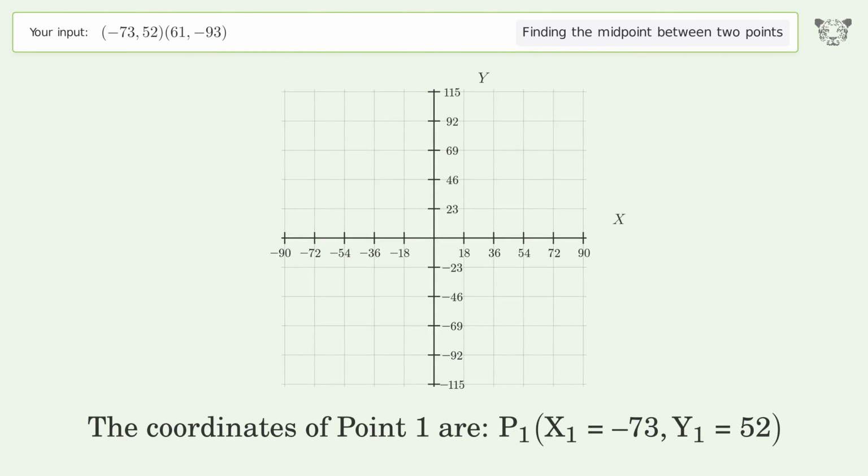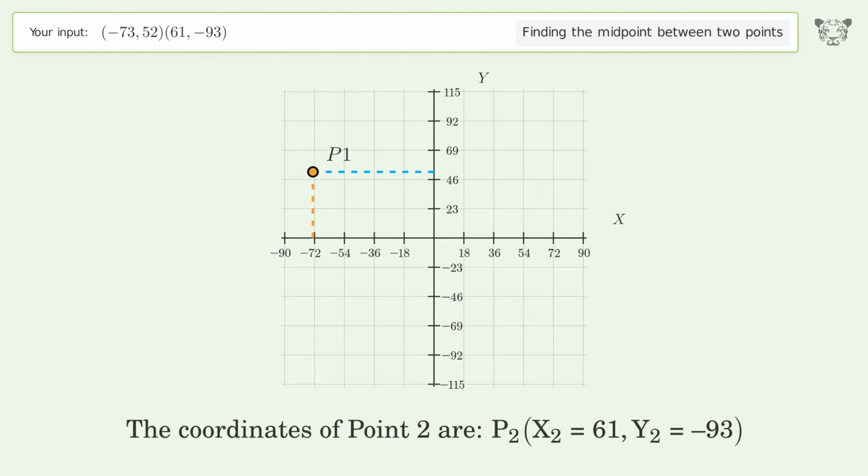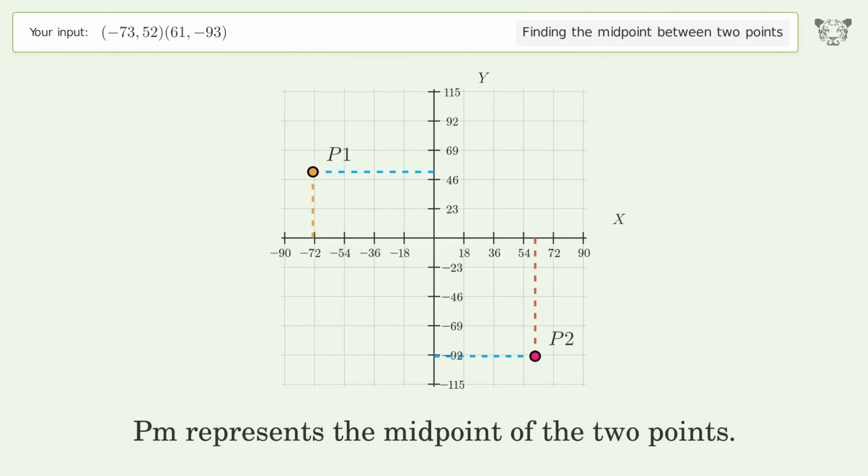The coordinates of point 1 are, x1 equals -73, y1 equals 52. The coordinates of point 2 are, x2 equals 61, y2 equals -93. PM represents the midpoint of the 2 points.